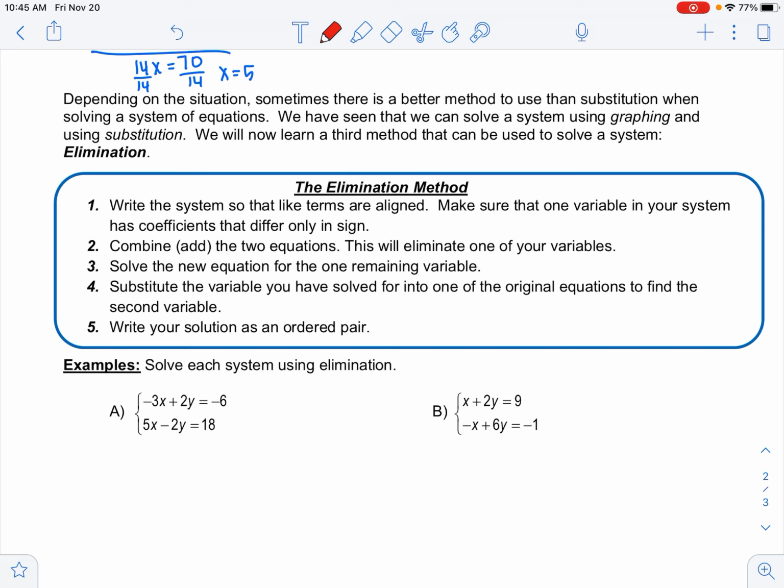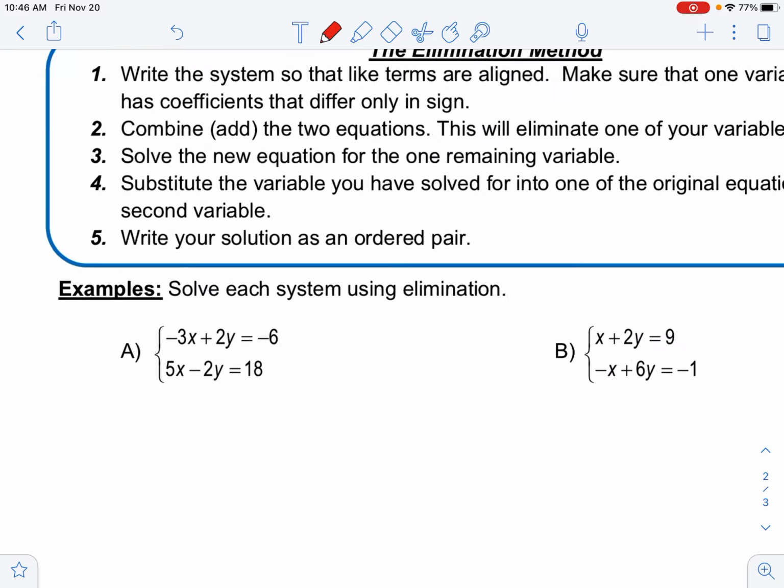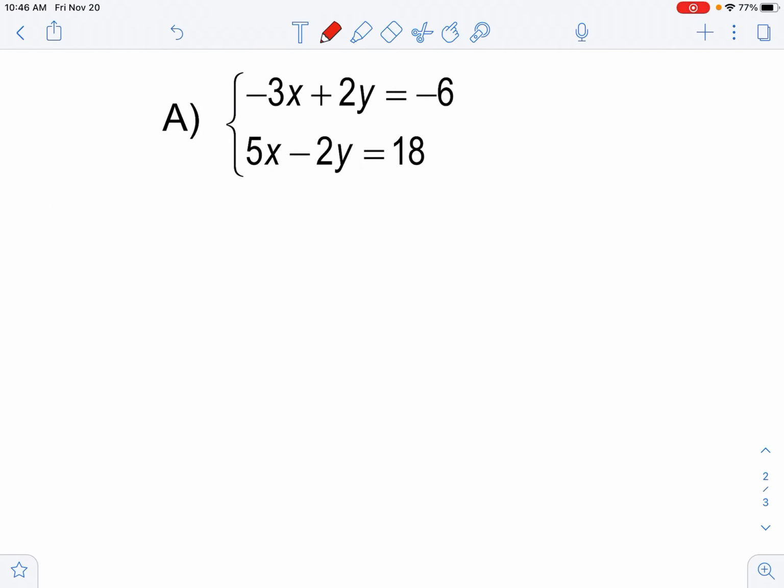If you see that, you combine the two equations, which is adding. This will eliminate one of the variables because the 17x and the negative 17x will cancel out. What you're going to do is solve the new equation for the remaining variable, and then substitute that back into one of the originals. Doesn't matter which one. Write your solution as an ordered pair when you're done. Okay, so the only problem is, what if there is no 17x and a negative 17x? What if there's two things that don't cancel out?